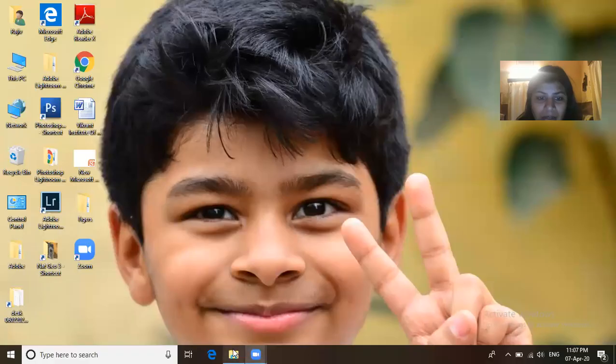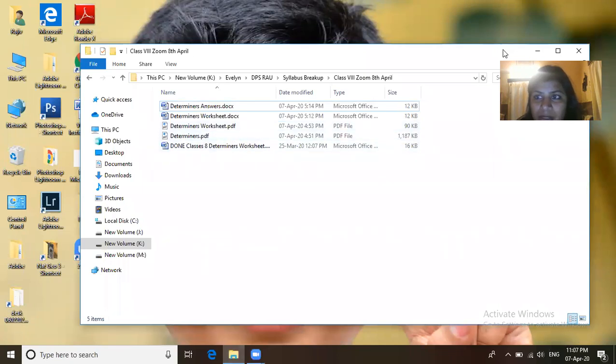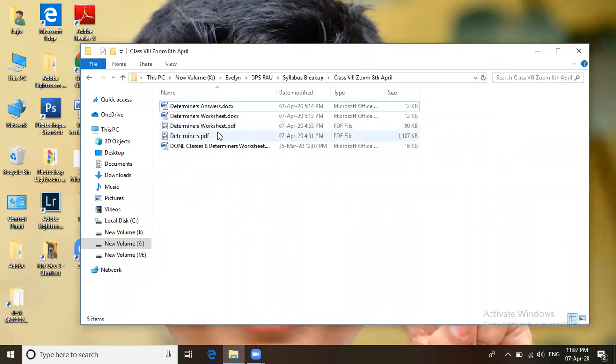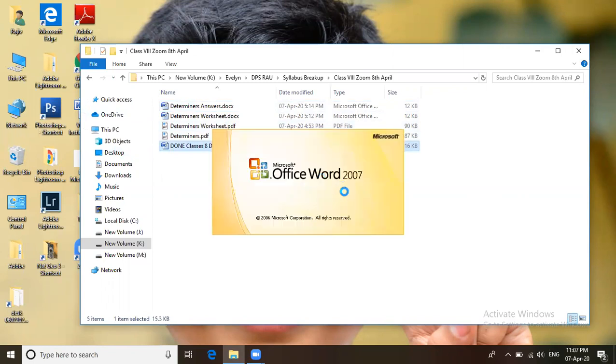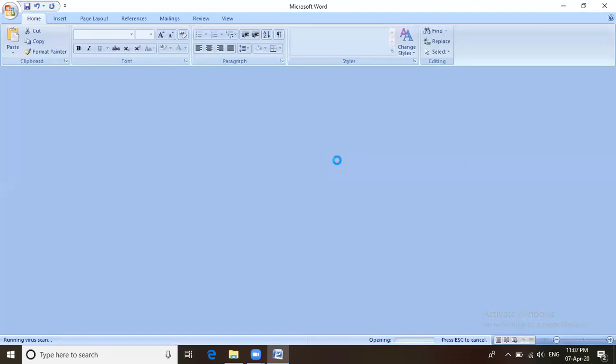Hello students, as I told you, today we are going to begin with the kinds of determiners. We have done the kinds of adjectives, the determiners. I'll show you the worksheet that I had given you the last time. This is the worksheet that I had given you.